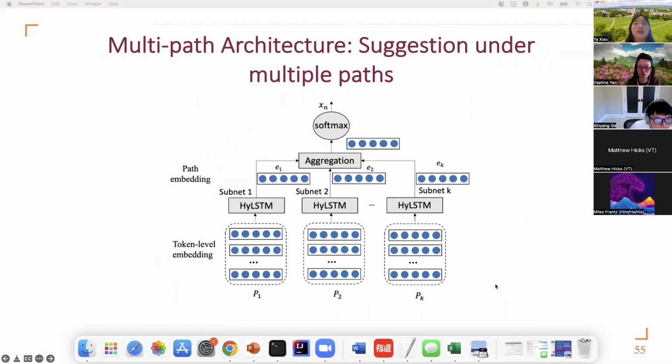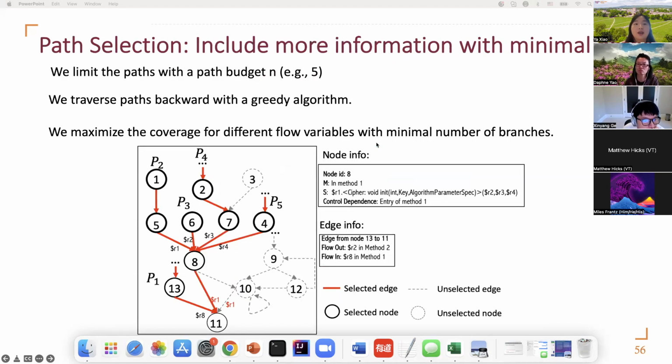Hence, we present a multi-path architecture that takes multiple dependence paths as input in parallel, and each dependence path is taken by a single HealthTM LSTM to produce a vector called a path embedding. All the path embeddings are aggregated later by a pooling layer to generate the overall suggestion. To avoid path explosion, we limit the number of paths and only select a few of them for prediction.